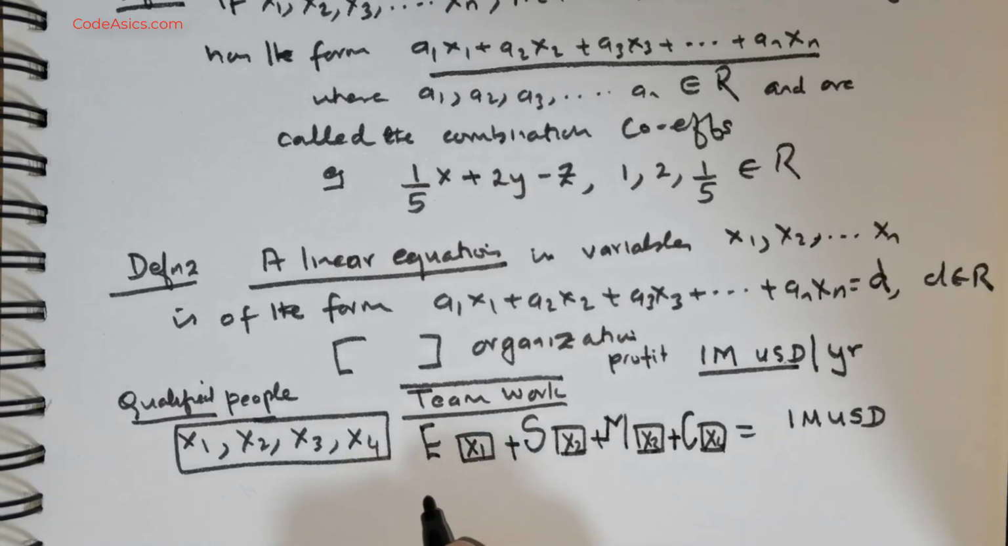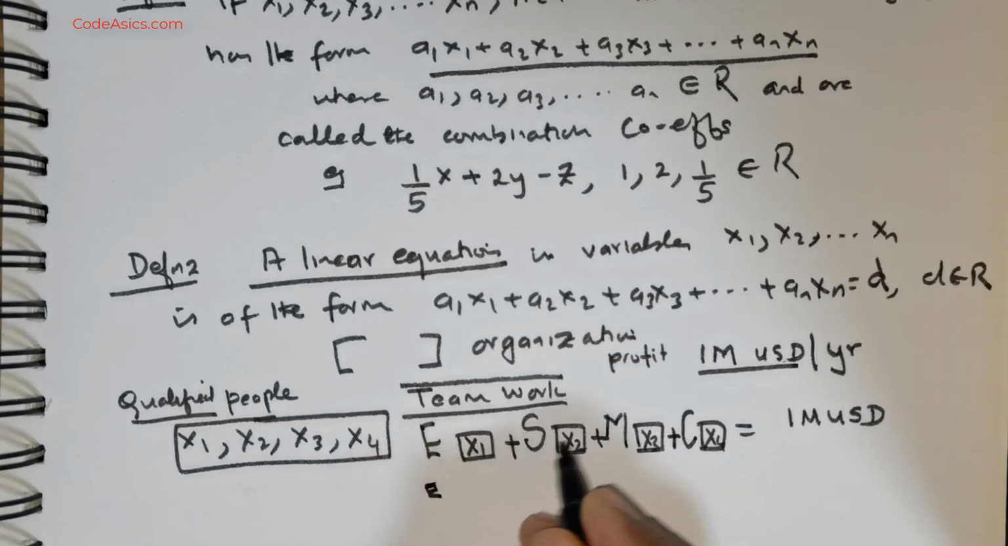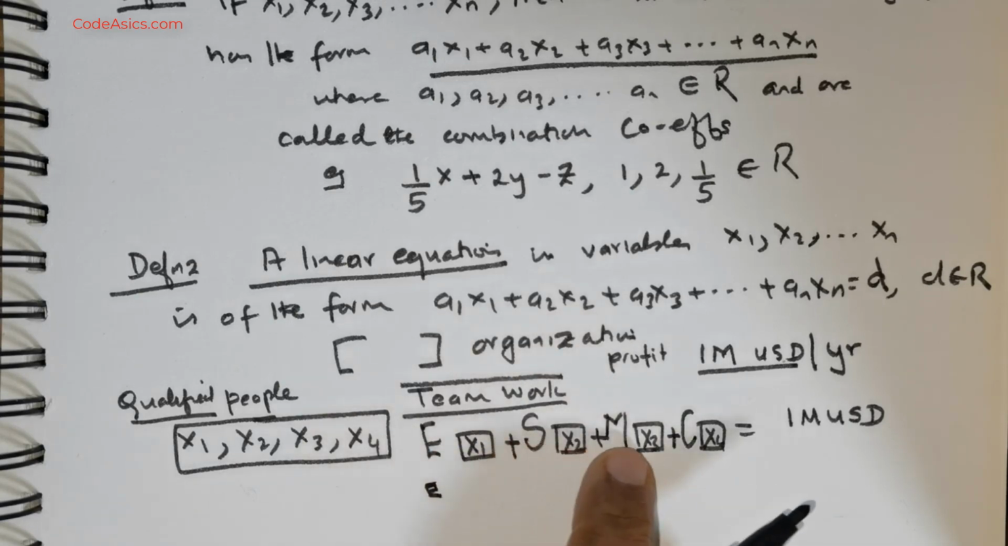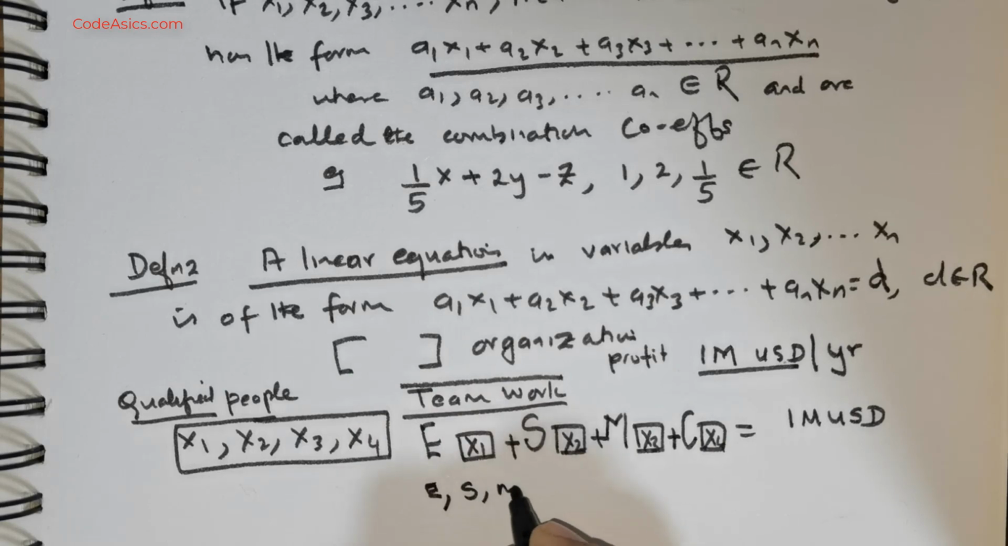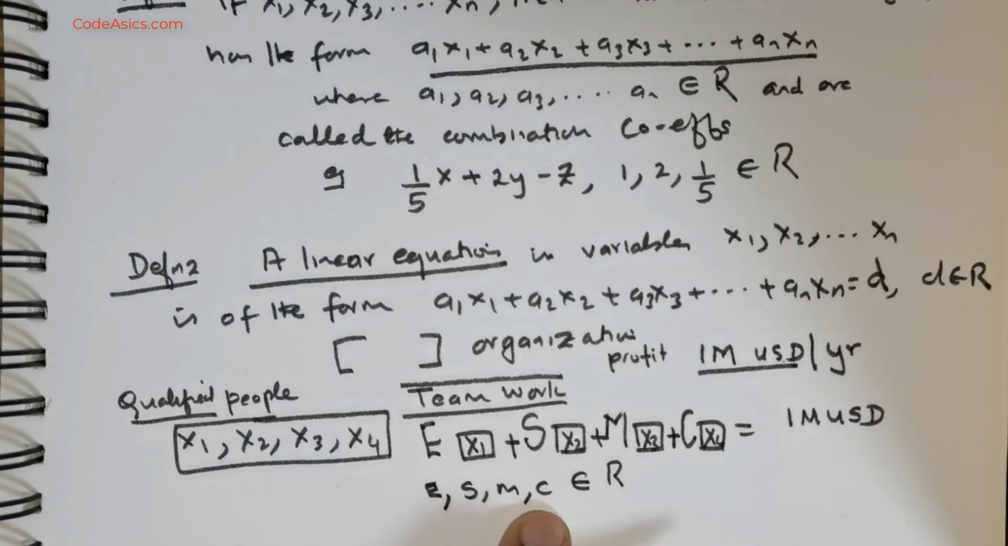Okay, now we see there are four quantities here: E, S, M and C. Now this E, S, M and C is what is going to be called the combination coefficients.